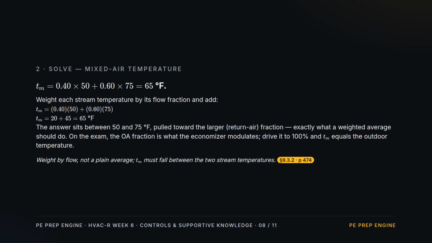Solve: the mixed air temperature. Weight each stream temperature by its flow fraction and add: 0.4 times 50 plus 0.6 times 75. 65 degrees. It lands between the 2 stream temperatures, pulled toward the larger return air fraction, which is exactly what a weighted average should do. And the outdoor air fraction is what the economizer modulates. Drive it to 100%, and the mixed air temperature is just the outdoor temperature.